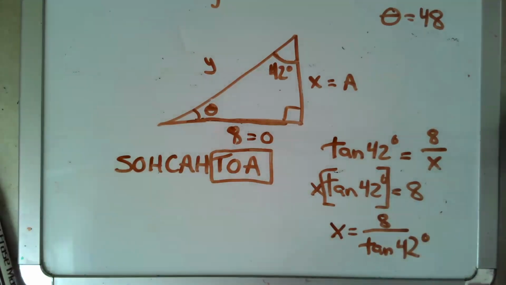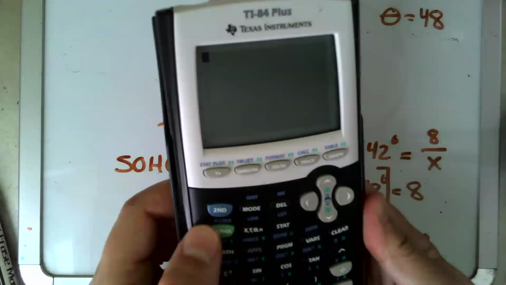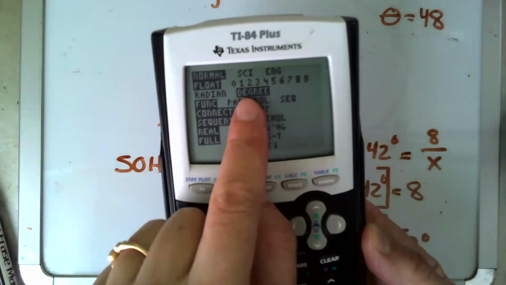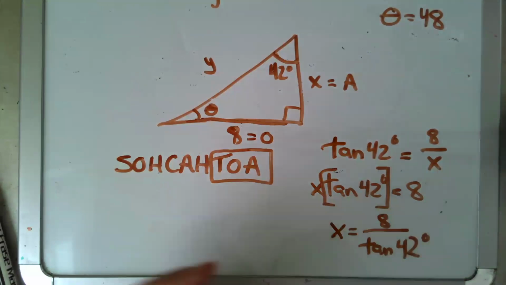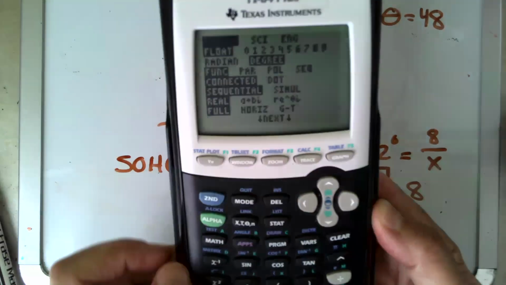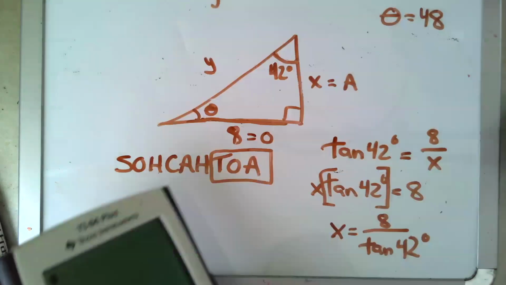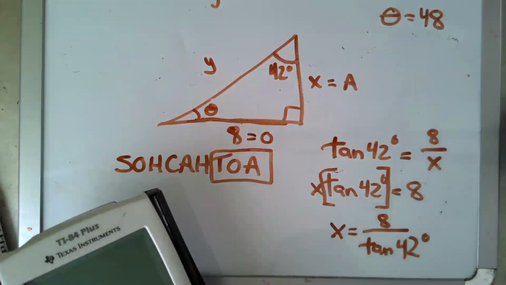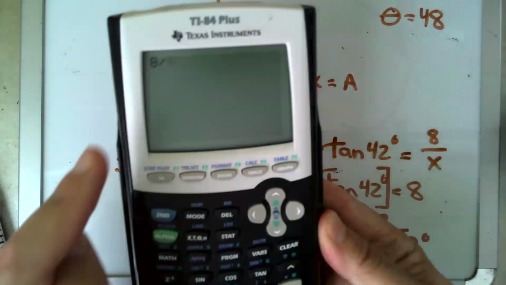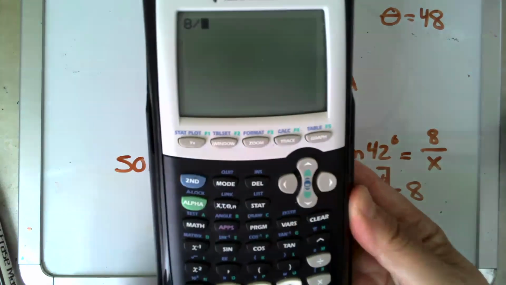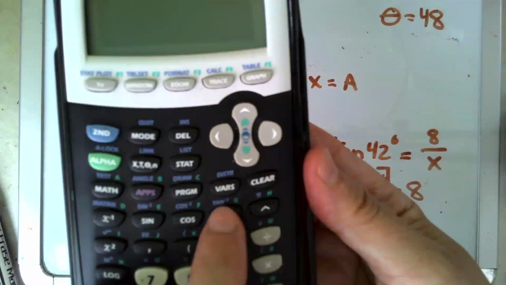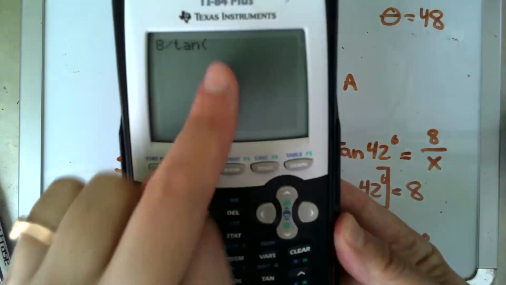The first thing I want to do is go into mode and make sure I'm in degrees because I can see my problem is in degrees and I will get the wrong answer if I'm in radians. But I am in degrees, so I'm going to quit. Okay, and now I'm going to put 8 divided by tangent 42. So here's how I do that. 8 divided by, okay, and now my calculator is going to keep this as just one thing. So I'm going to press my tangent button and it provides the parentheses.